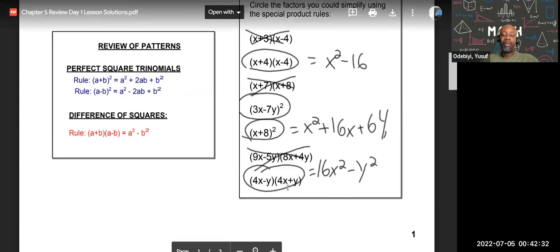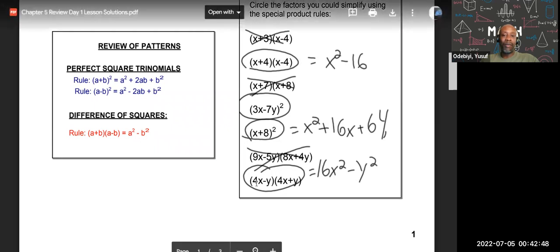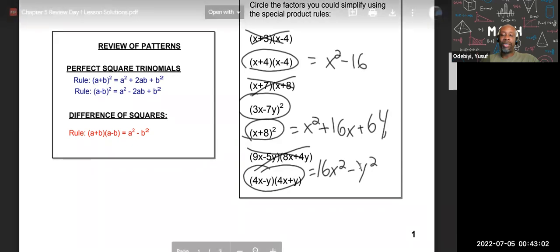And this last one here is a difference of squares. You can see here, going back, a difference of squares means the first term is multiplied by itself. So 4x times 4x is 16x squared. That's what you got there. And the last term is going to be a negative times a positive, which is squared, so negative y squared.